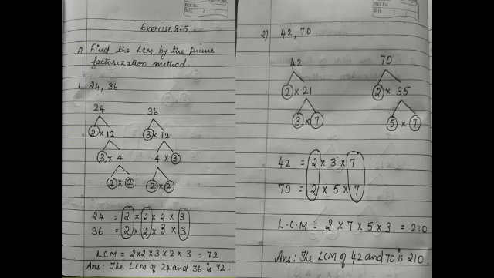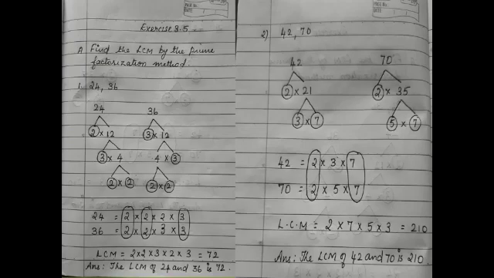Then what you do, circle the common factors. Here the common factors are 2, then again 2, then again 3. So write down the common factors and also the factors that are not common. So LCM is equal to 2 into 2 into 3 into 2 into 3. So the answer is 72. The LCM of 24 and 36 is 72.